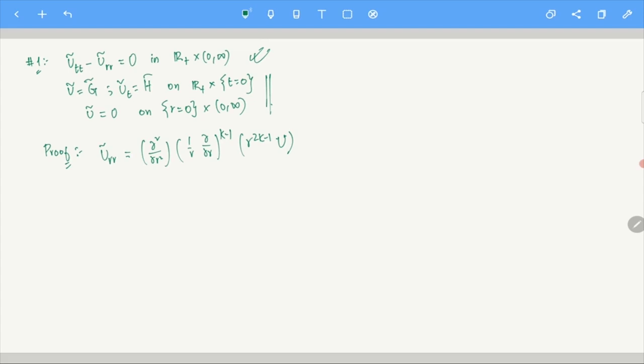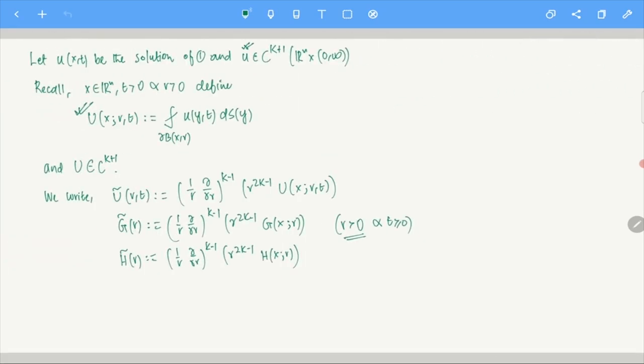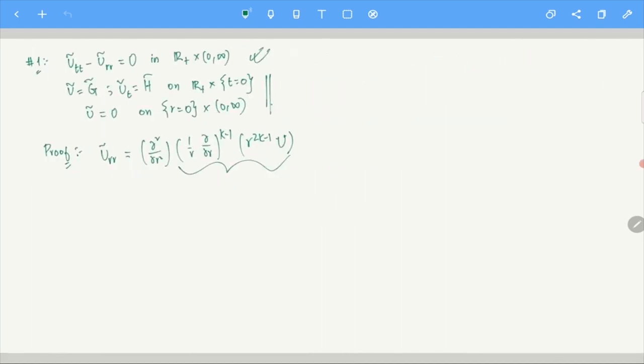What am I doing? I am not doing anything except just writing it down. See, what is u tilde? 1 by r del r whole power k minus 1 r to the power 2k minus 1 U. This one. Clear? I am taking twice derivative here, u tilde rr, that is del 2 u tilde del r square. That is what I am just writing down.